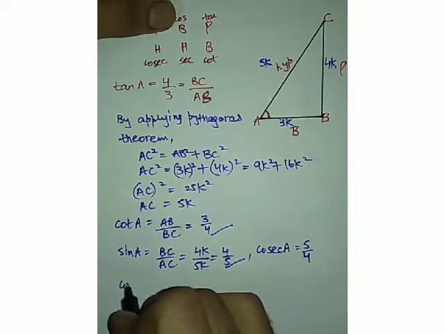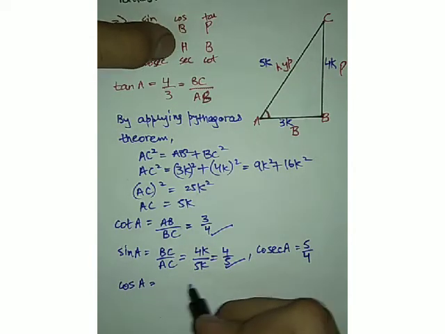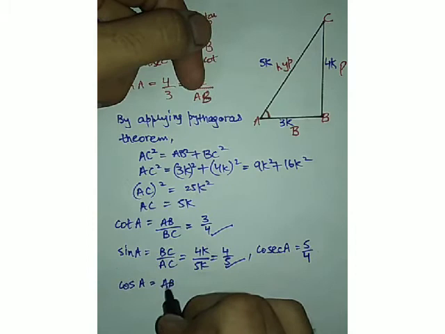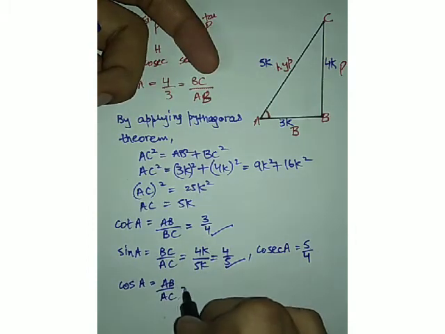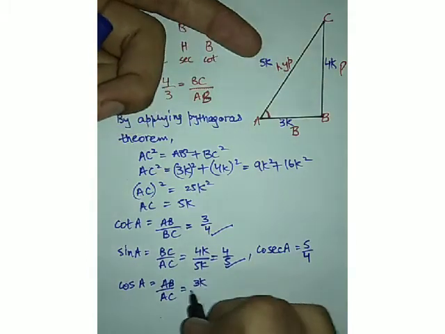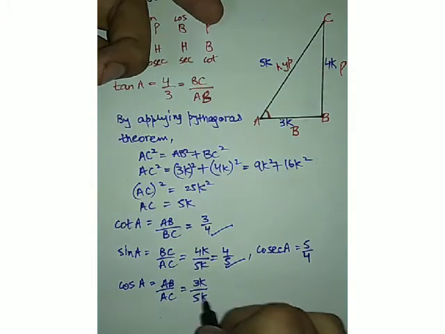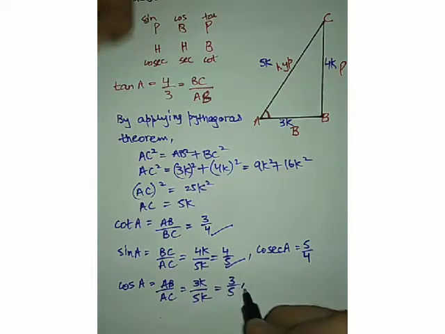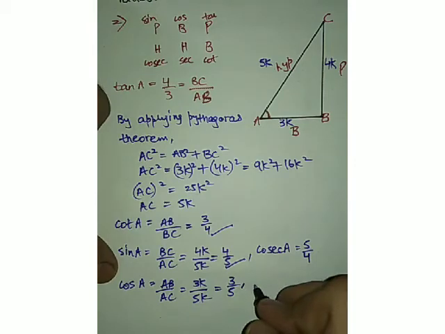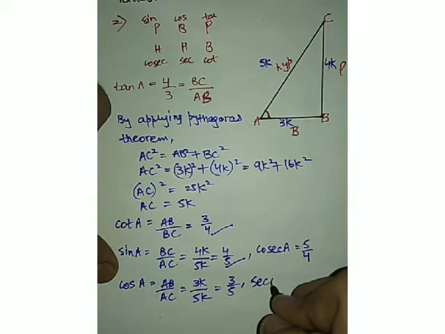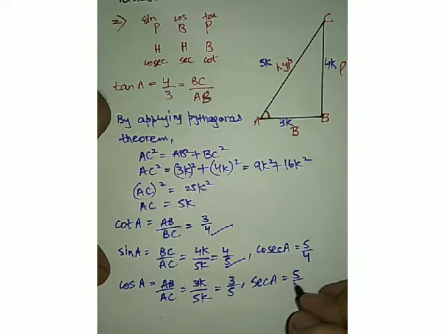Now let's come to cos A. Cos A is equal to base upon hypotenuse, that is AB upon AC. What is AB equal to? 3K, and AC equal to 5K. So it will be 3 upon 5. Again you know that secant is the reciprocal of cos. So it will be 5 upon 3.